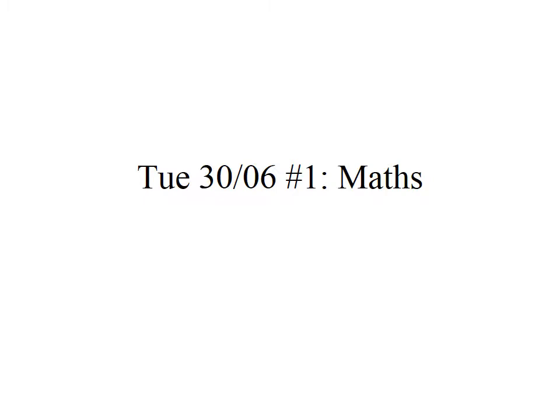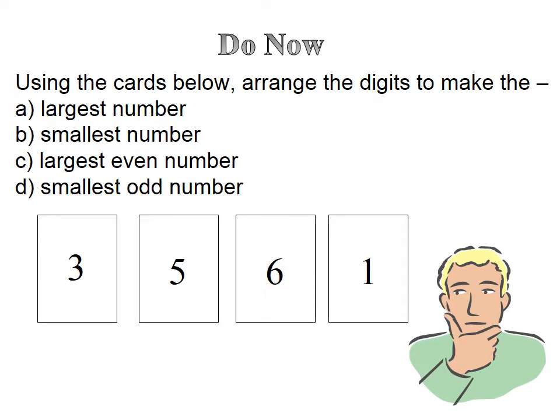Okay, let's go. You will see on the screen the Do Now task. Your job is to rearrange the cards in order to create the largest possible number, the smallest possible number, the largest even number, be careful with that one, and the smallest odd number. Pause the video now.